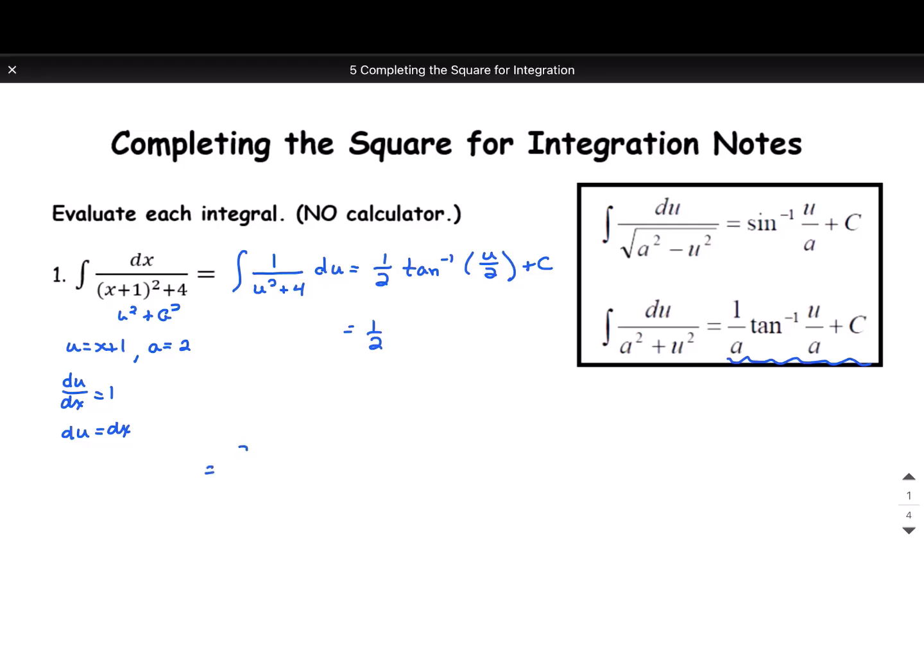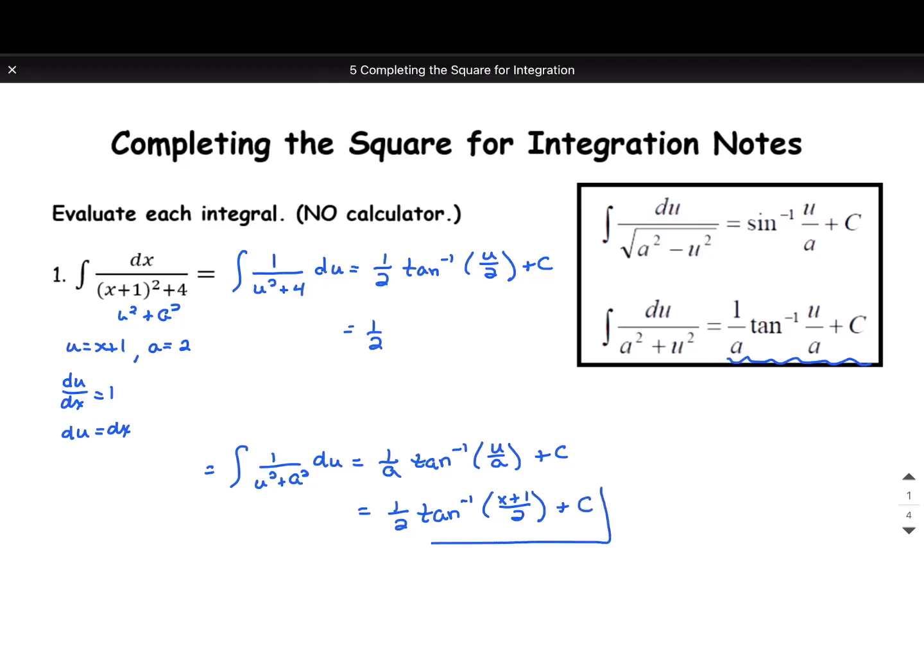In other words, you could have done 1 over u squared plus a squared du gives you 1 over a tan inverse of u over a plus c, and then you would substitute in the 2 and the u, which is x plus 1 over 2 plus c. And on the original way, we only have to substitute our u, which is x plus 1. So either method works, and whichever one you're most comfortable with, go with.